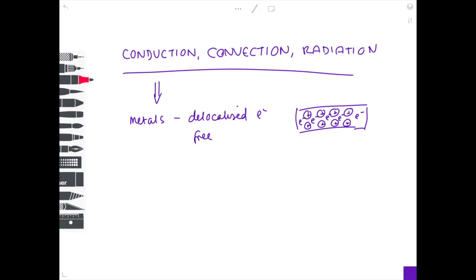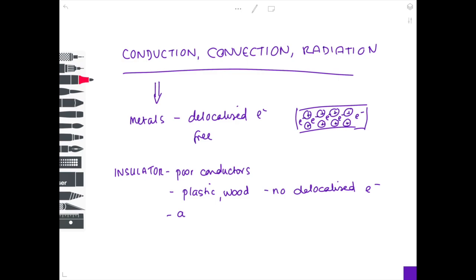Now, the opposite of a good conductor is an insulator. And these are clearly going to be poor conductors. So to point out things which are poor conductors, first of all, plastic and wood. Why? Because they have no delocalized electrons, and that is the key point here. Air is also a poor conductor. It is a good insulator, and not just because it doesn't have any delocalized electrons, but clearly it's air, so the particles are going to be extremely far apart. So the chance of them vibrating and colliding with other particles to pass on their kinetic energy is going to be very slim, hence why air is a good insulator.